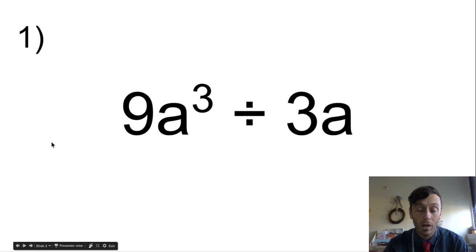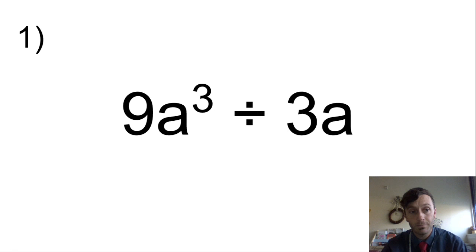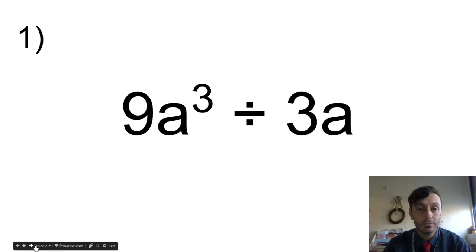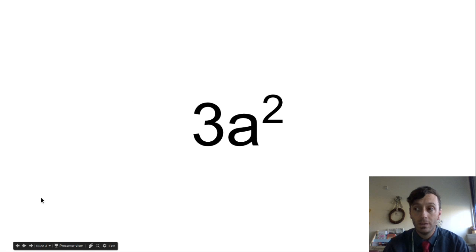So here we are, first problem, 9a cubed, 9a to the third divided by 3a. So this is where you pause the video, scribble on your piece of paper, see if you can work it out. Plenty of time, pause, you ready? Right, and the answer is 3a squared. Get it right? Look down below the video in the comments. It'll tell you what time to skip to. Got it wrong? Stay tuned.